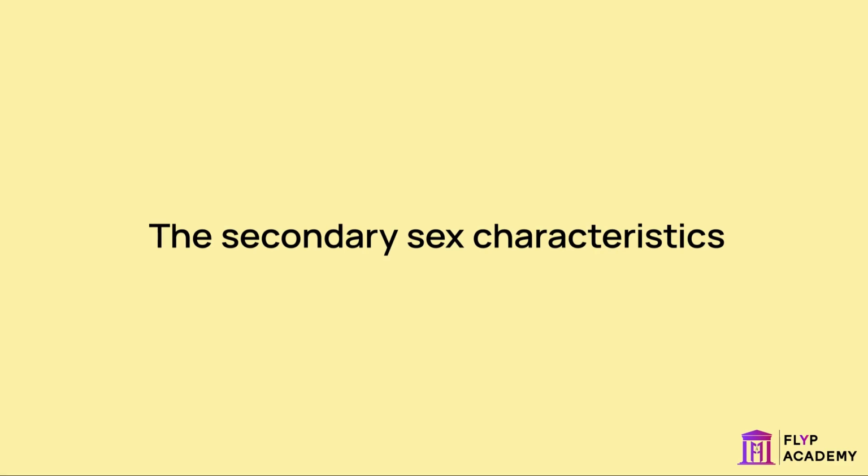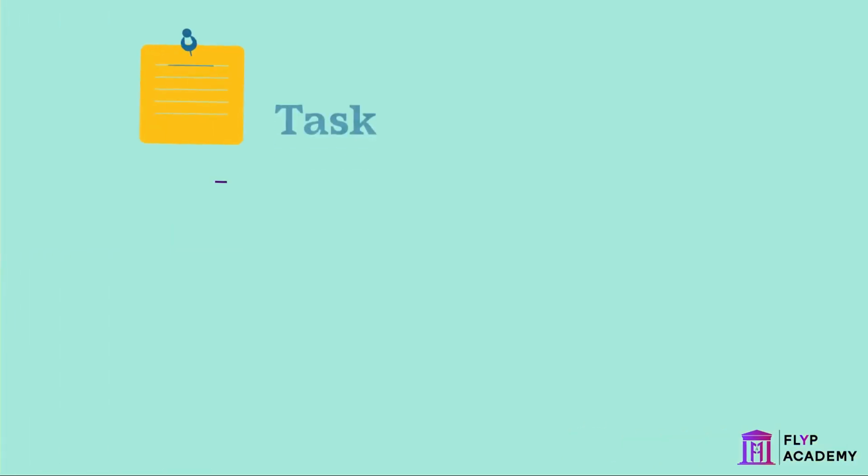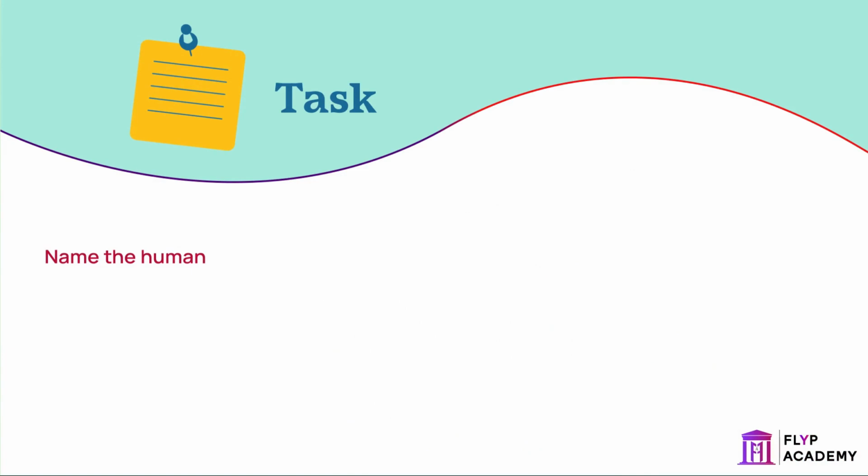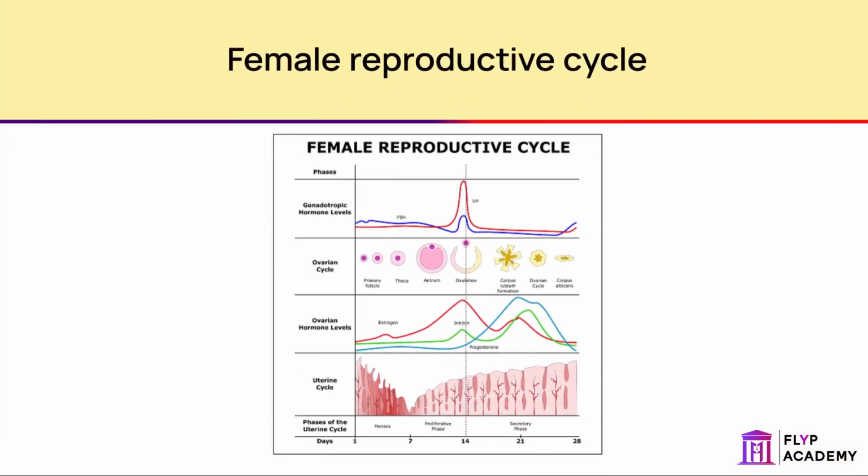The female sex hormones are estrogen and progesterone. These cause the development of breasts, hips to broaden, and the growth of pubic hair. Menstruation will also begin. Task: name the human reproductive hormones. The human reproductive hormones are testosterone, estrogen, and progesterone.